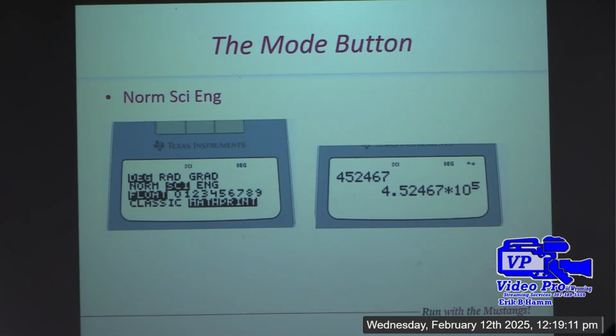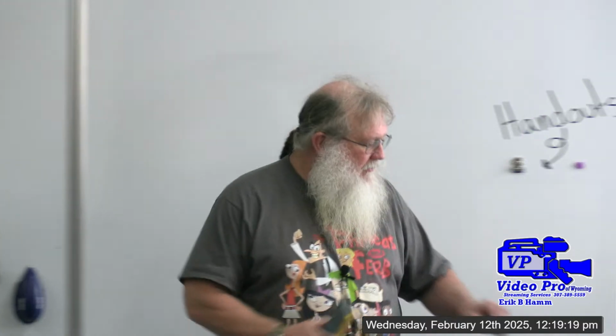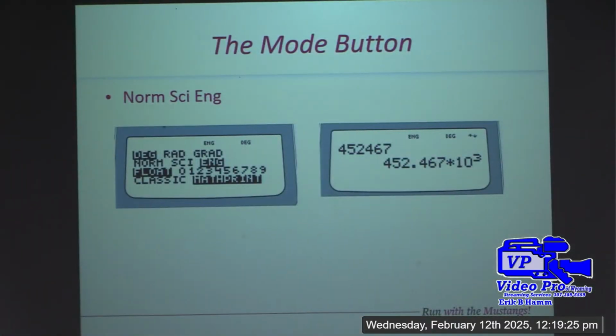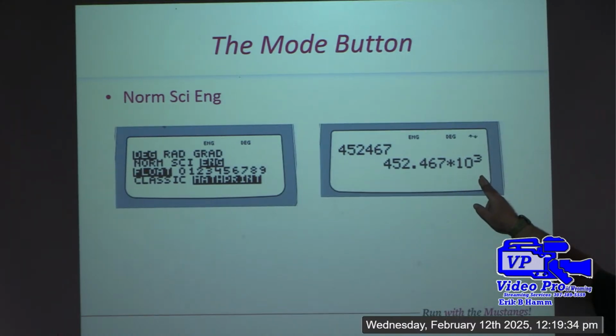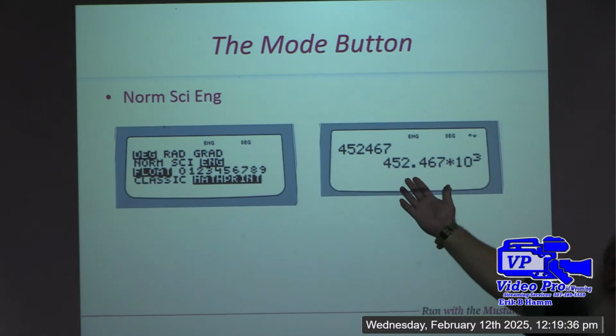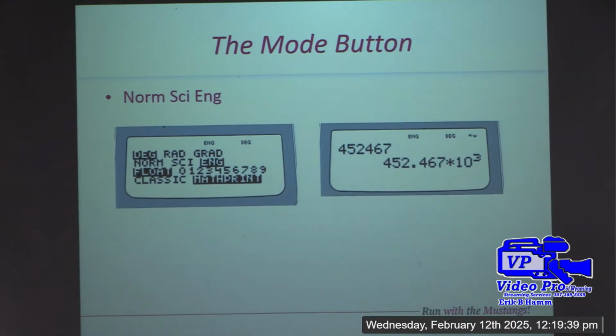So if you're doing a lot of scientific calculations, you might leave it in scientific mode. Engineering mode is like scientific mode, but engineers like powers that are multiples of 3, and that way they can tell how big it is. 10 cubed is 1,000, right? So the engineer can look at this and say that's 452,000, just that quick. You can see the magnitude that way. That's why the engineers like it. They can see the magnitude.